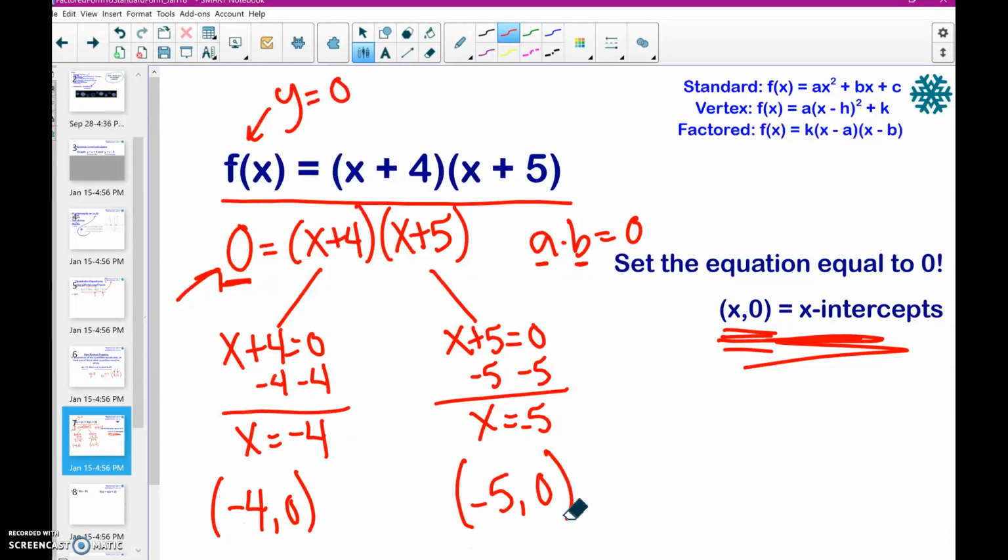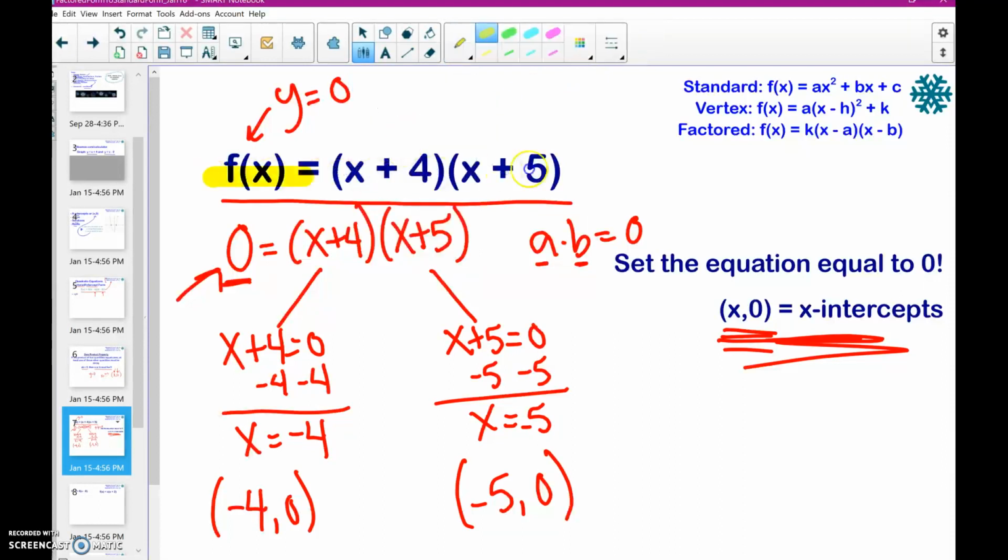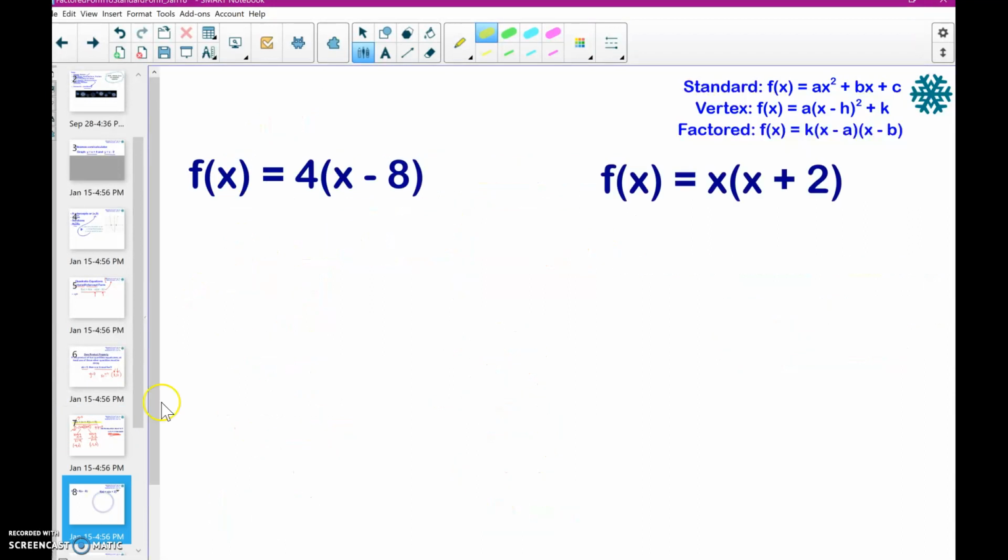So if we were to graph this quadratic equation that we just looked at, we know that it would cross at this point right here and this point right here on the x-axis. So it's kind of cool. You can find out a lot about parabolas just by looking at them in different forms. So let's try another example. We're going to do 2 more together, and then I'll set you free on your own. Let's try these ones, for instance.